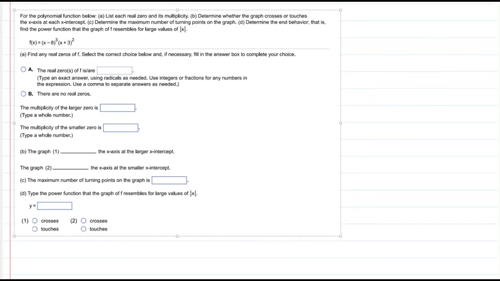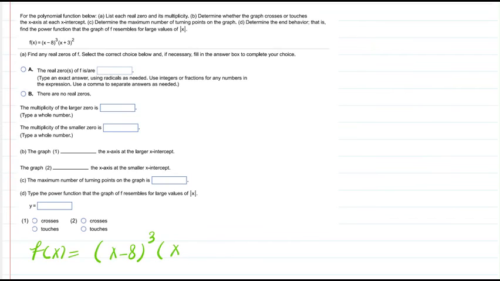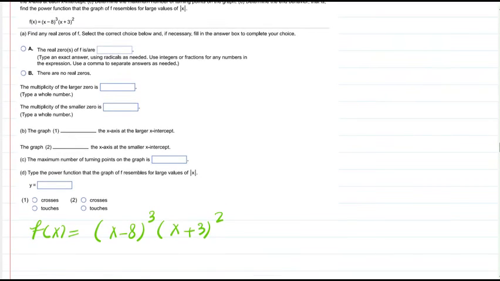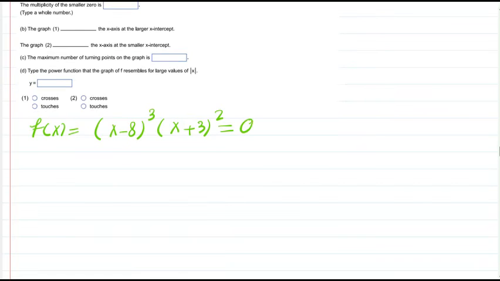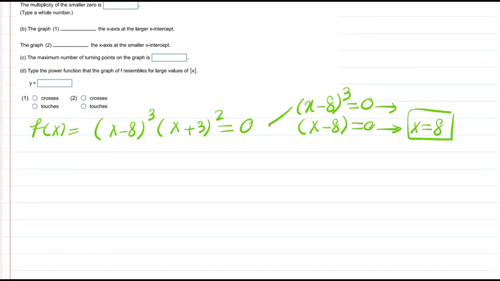So look at the function. The function is power 3 of x minus 8 times power 2 of x plus 3. When we are looking for zeros of the function, it means that f of x should be 0. So when we multiply a and b, and the answer is 0, it means maybe a is 0 or b is 0. So if x minus 8 to power 3 is 0, it means x minus 8 is 0, and we can conclude that x is positive 8.